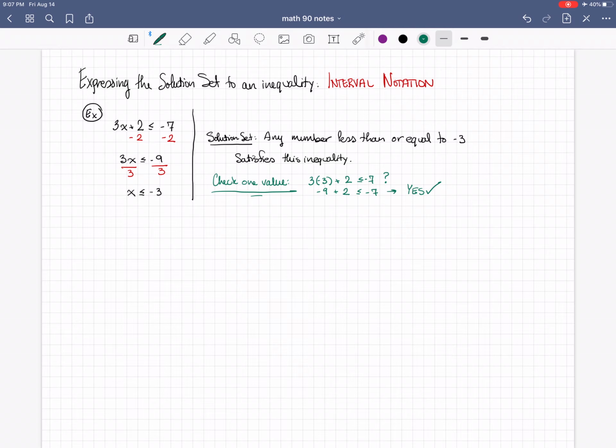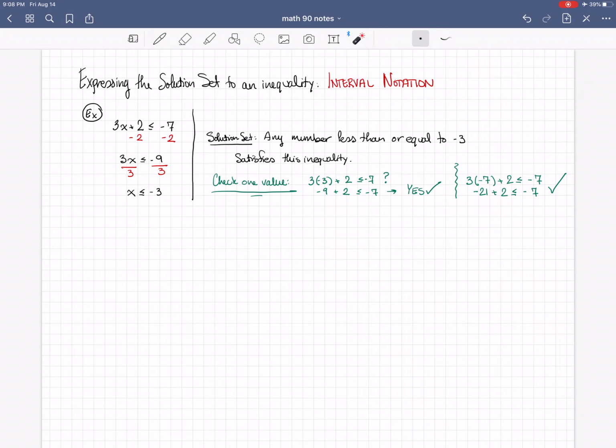And now you can pick any number less than or equal to -3. So just to say we did, let's try it with like -7 or something. I'm picking -7 at random. There's no particular significance to the number -7 here. So 3 times -7 is -21. Plus 2 is -19. So yes, -19 is in fact less than -7. So since we need to be either less than or equal to, that is also true.